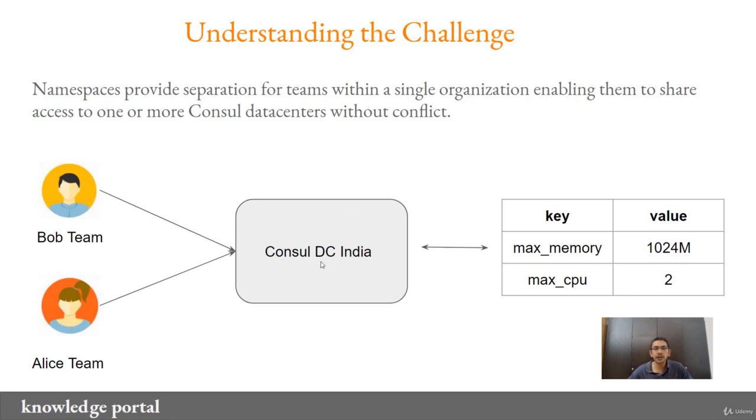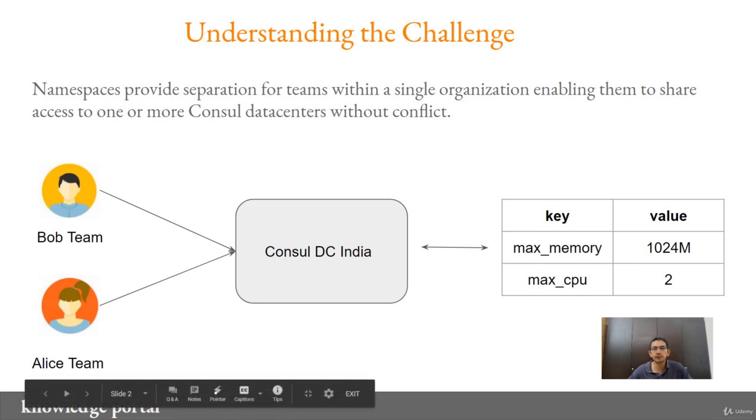Let's say that you have a Consul data center in India, and within it a Bob team has added a key with the name max memory and a max CPU for the application that the Bob team is going to manage. Now you also have an Alice team. Alice team's app configuration also has the same keys, max memory and max CPU. Since the key value store is shared across the data center for all of the teams working in an organization, Alice team will not be able to have a key with the same name. So they'll have to think about a different name.